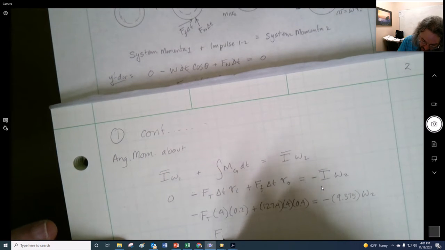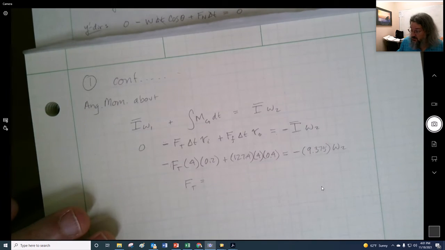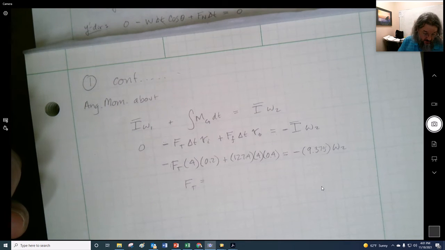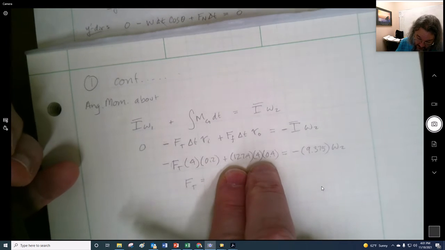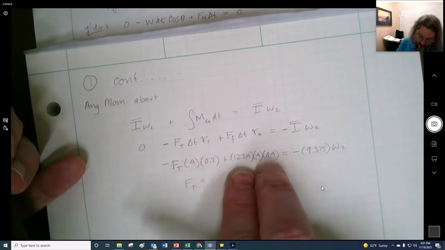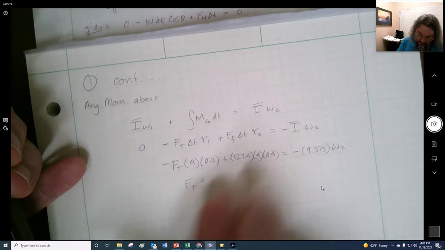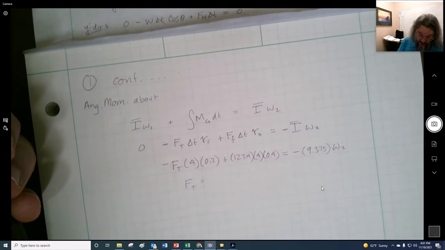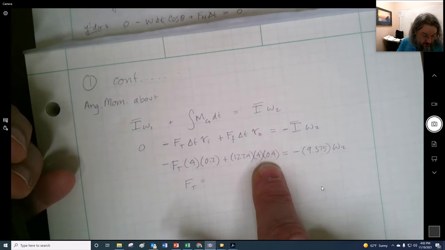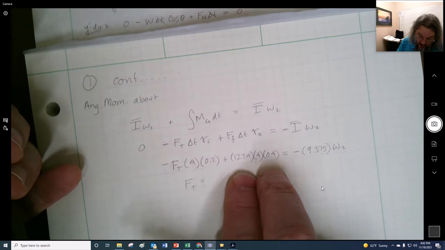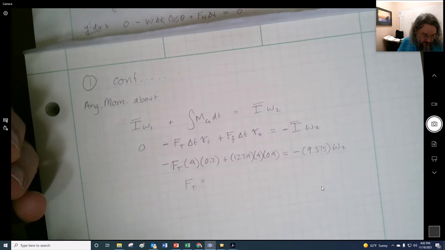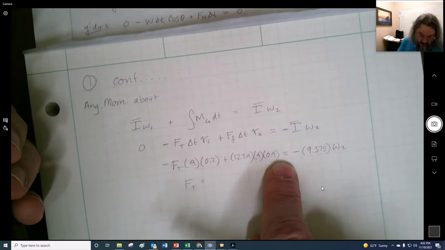So I could solve this for my tension, because I'm going to equate them here in a second. So let me see. I'll take this value. I'm going to be careful with my signs on this. So I'm going to go 127.4 times 4 times 0.4. All right, so that's 203.8. And I need to divide by 4 and divide by 0.2. So I get 254.8 right here.